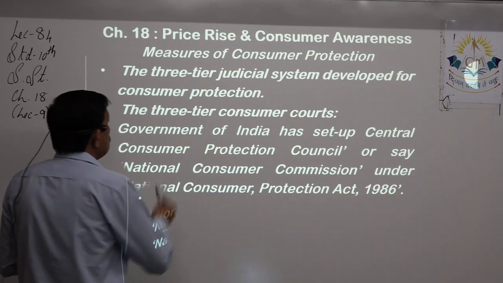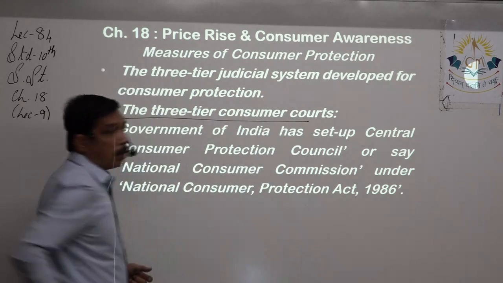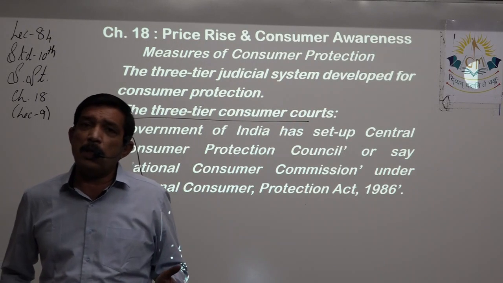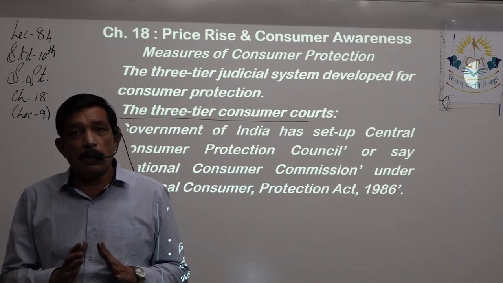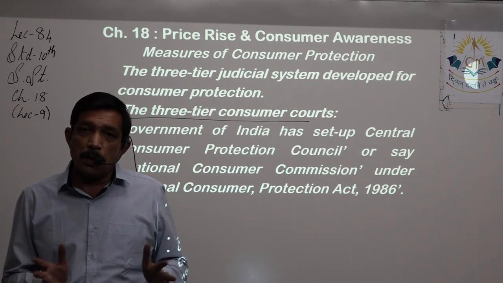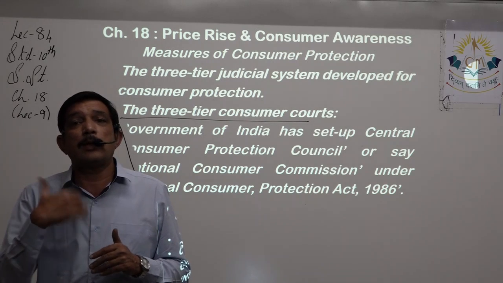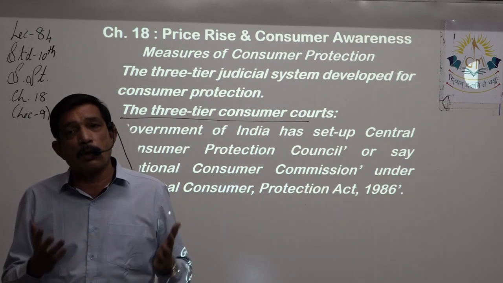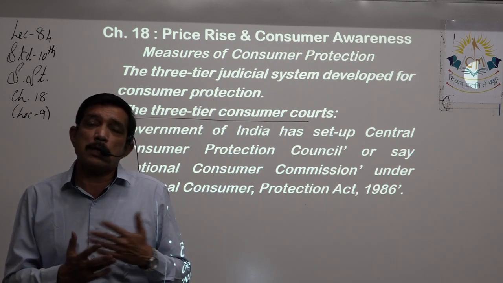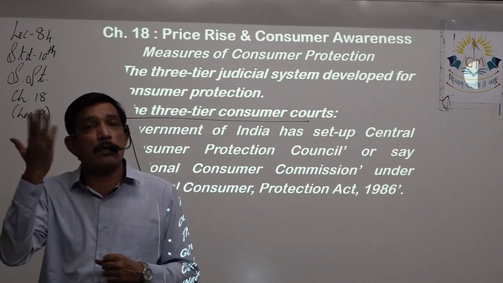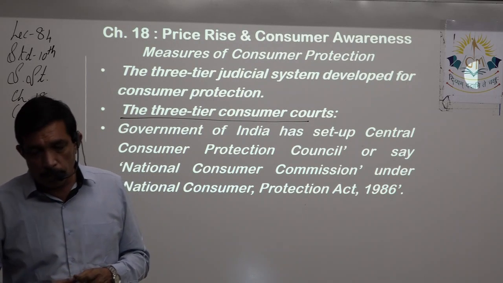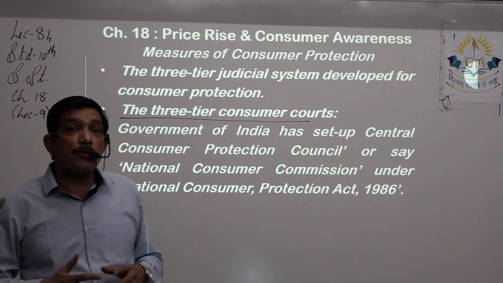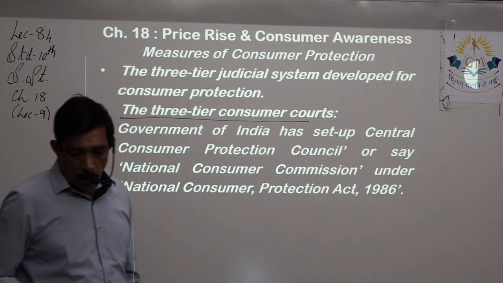That is called a three-tier consumer court. As with the judicial system, we have the same thing over here. We have courts at district level. If you are not satisfied by that, then you can go one step higher, that is at state level. And then if you are not satisfied over there either, with the judgment, you can always approach the highest tier in the judicial system for consumer protection. So now let us learn about that.